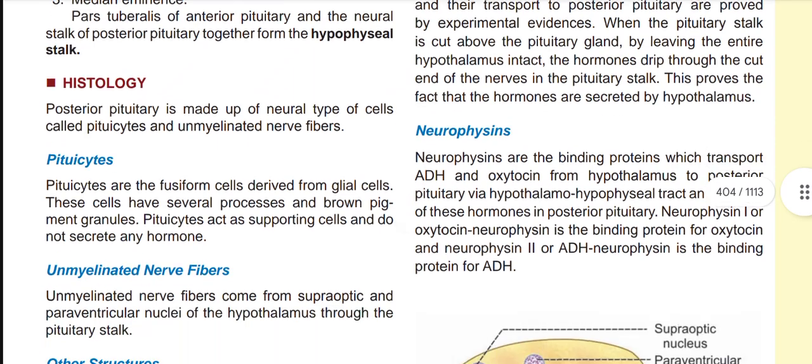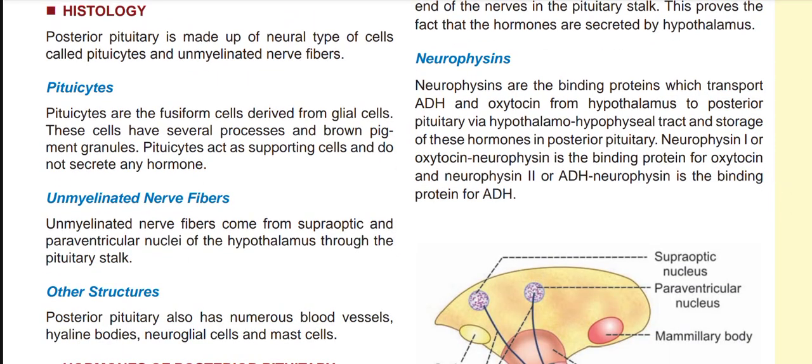Next, neurophysins. Neurophysins are the binding proteins which transport ADH and oxytocin from the hypothalamus to the posterior pituitary via the hypothalamo-hypophyseal tract, and they also store these hormones in the posterior pituitary. Neurophysin 1 or oxytocin neurophysin is the binding protein for oxytocin, and neurophysin 2 or ADH neurophysin is the binding protein for ADH. So, there are two neurophysins: neurophysin 1 for oxytocin and neurophysin 2 for ADH.